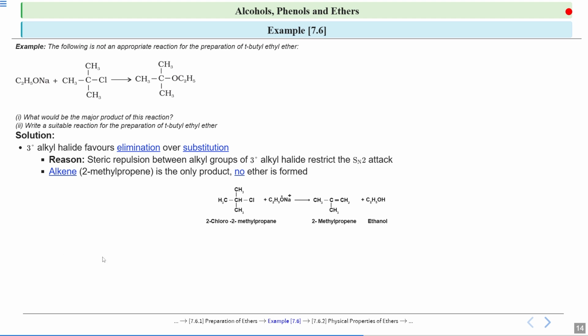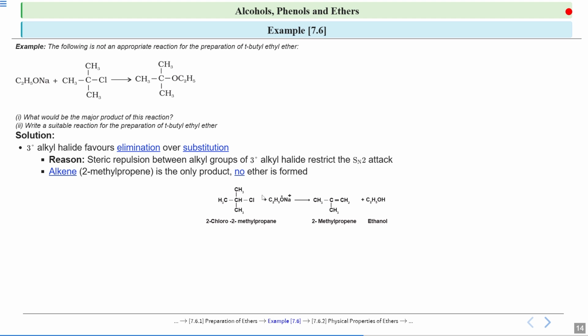If you look at this reaction, here there is a 3-degree alkyl halide. So this is 2-chloro-2-methylpropane. If I select this as the longest carbon chain, then 1, 2, 3. On the second position, the chloro group is attached and a methyl group is attached. Since 3 carbon atoms are there, the root word is propane. So 2-chloro-2-methylpropane. And see here, this is your alkoxide ion.